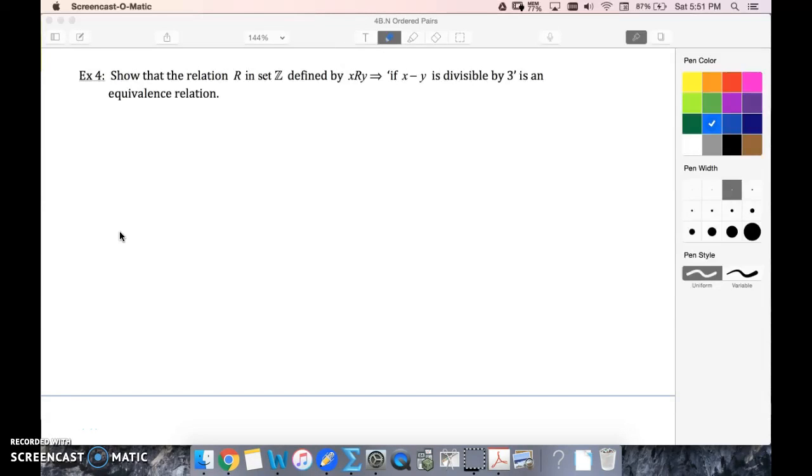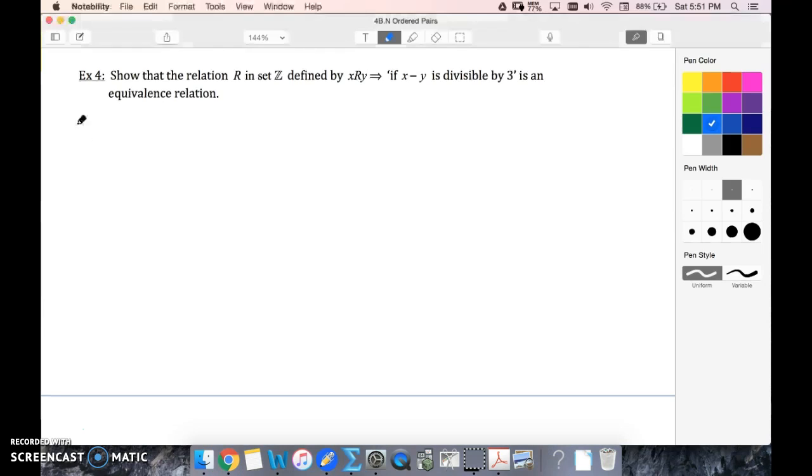All right, let's look at another example of showing an equivalence relation. So we've got our relation in the set Z. Here we're going to be thinking of Z cross Z as our Cartesian product, defined by our relation that x minus y is divisible by 3. So even though we've got our Cartesian product, of course it's not every point. We're just looking at the points where x minus y is divisible by 3.